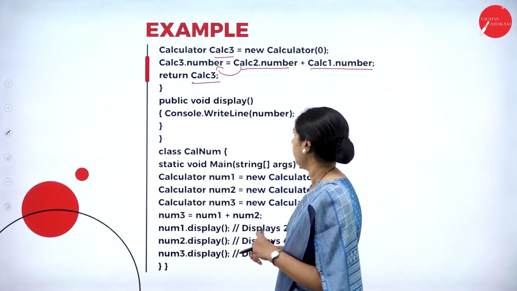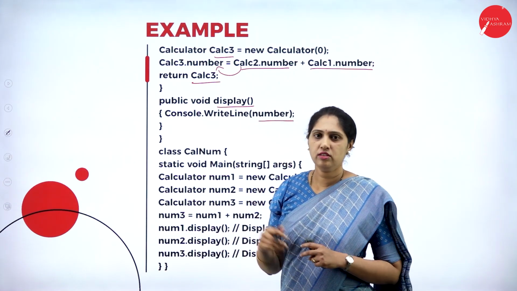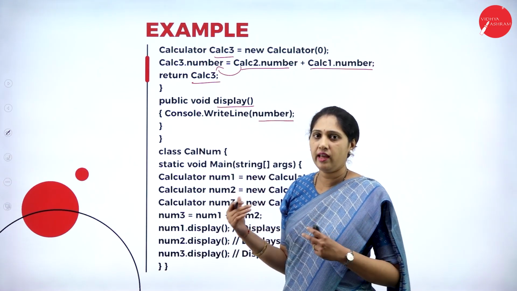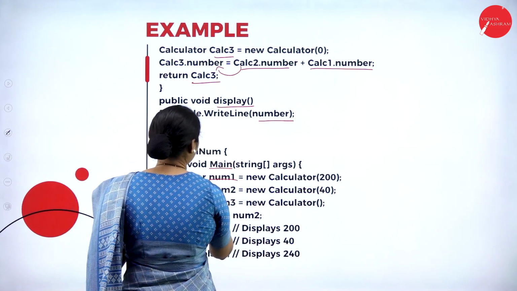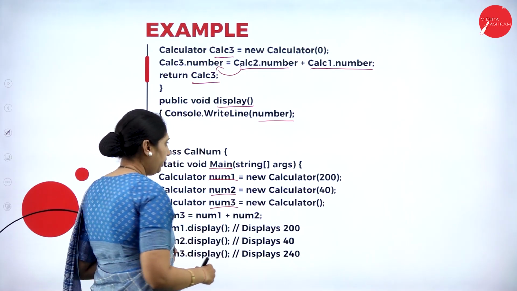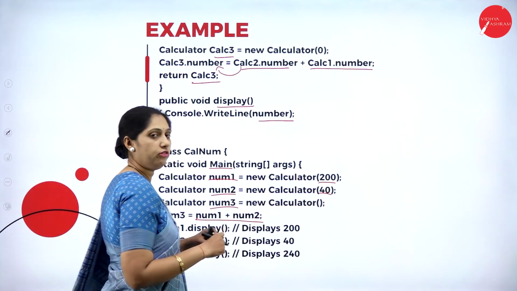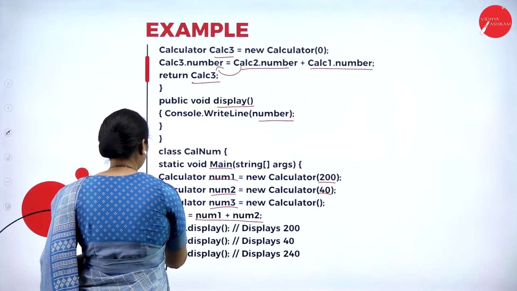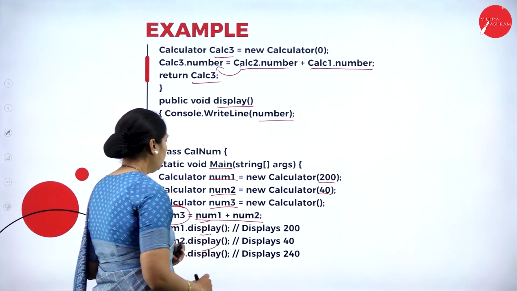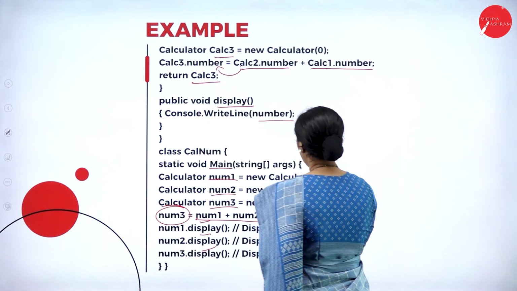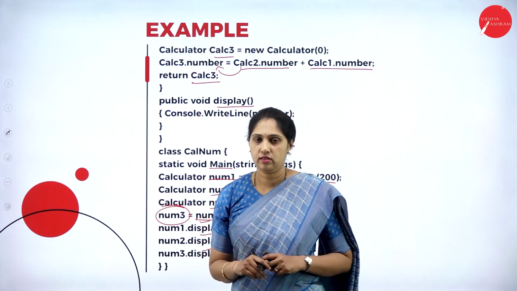Okay. Next we have a display function. In the display function, we just display a message with a number. In the main function, we create 3 objects, num1, num2 and num3. We'll pass the parameters 2 and 4, and we'll add these 2 objects, num1 plus num2, and assign it to num3. Then each object will call the display function. So this tells you operator overloading. Directly we have added these 2 objects.